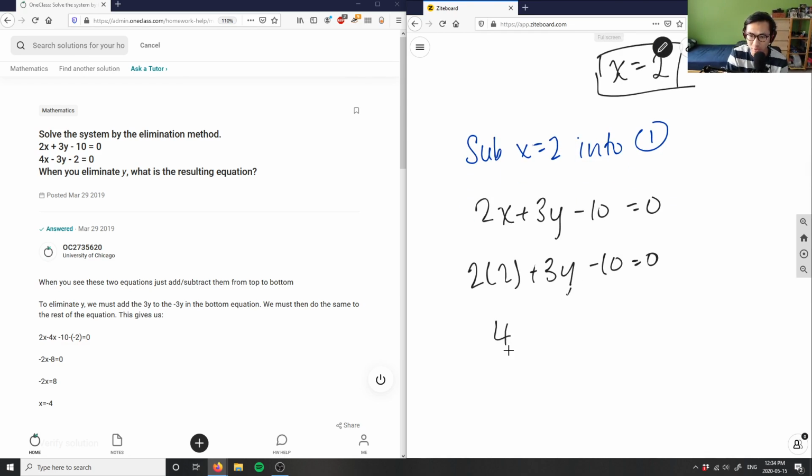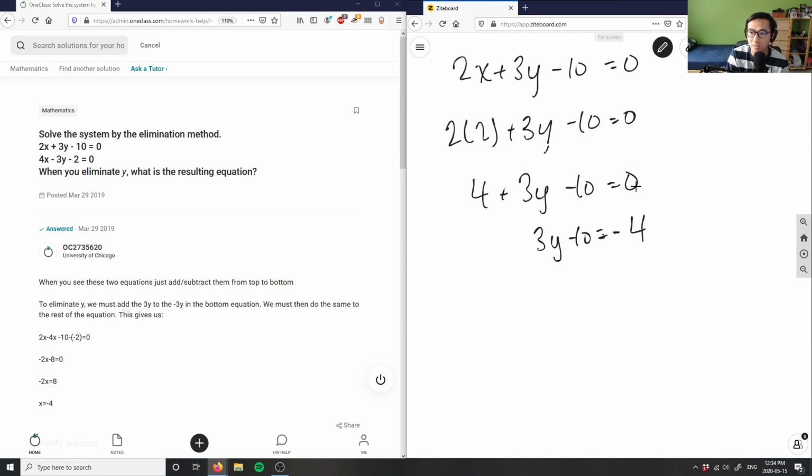So 2 times 2 here equals 4, plus 3y minus 10 equals 0. I can move 4 to the other side now. So I have 3y minus 10 equals -4. I can move the 10 to the other side as well. So I have 3y equals -4 plus 10 here. So -4 plus 10 will equal positive 6.